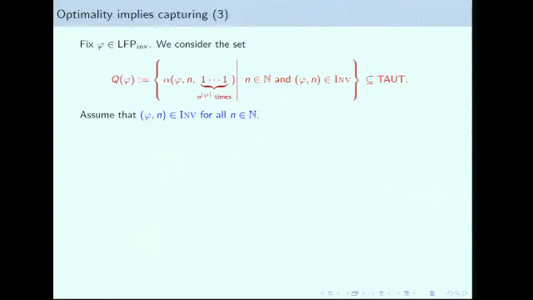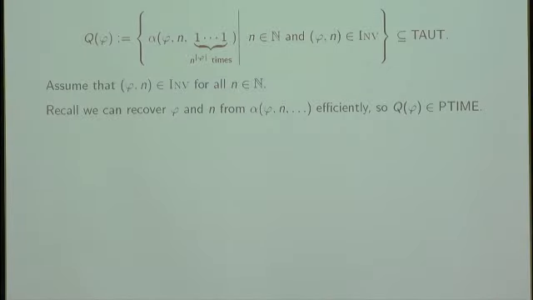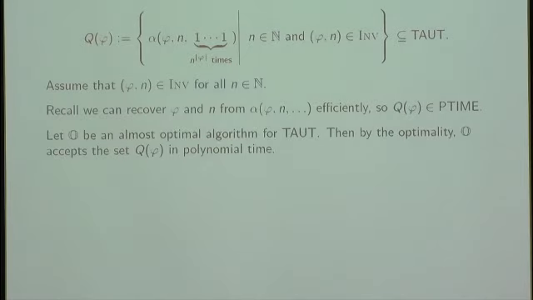Now let's say that phi n is invariant for all n. So this says that phi is really order invariant. And remember, by padding we can recover phi n from alpha phi n from this instance produced by the reduction, so in polynomial time or even in log space. As a result, we can see that this set Q phi is in P time because I can recover phi n. And in fact, we fix this phi.